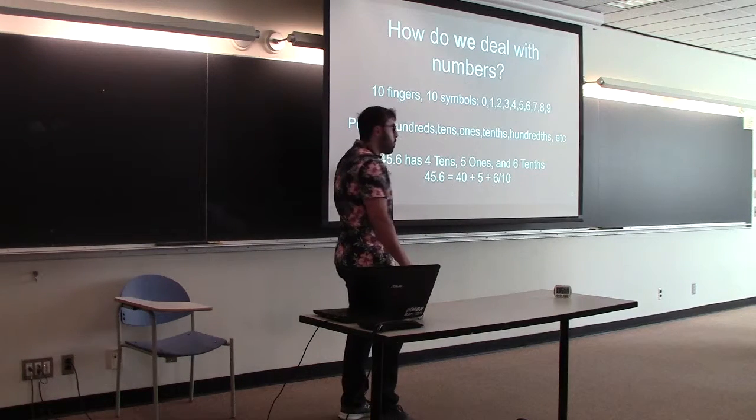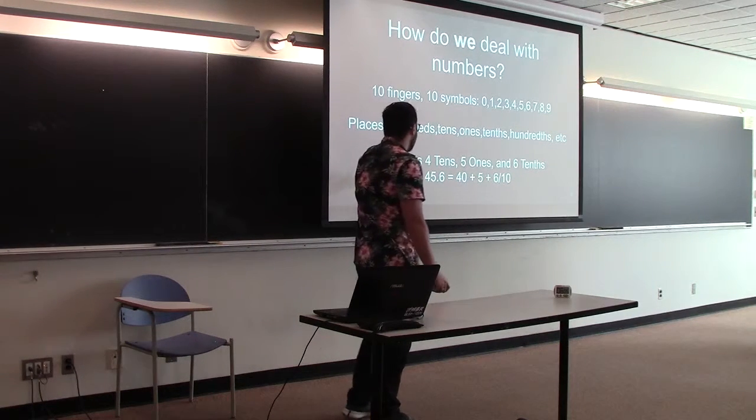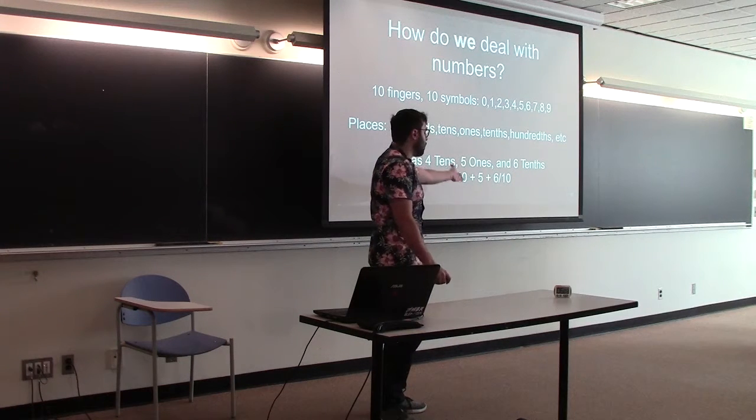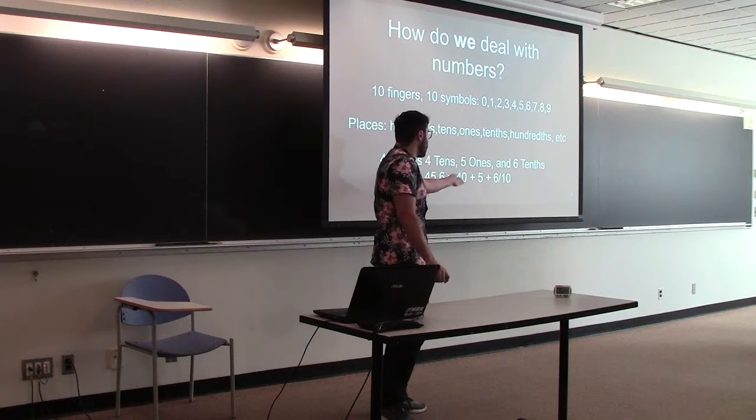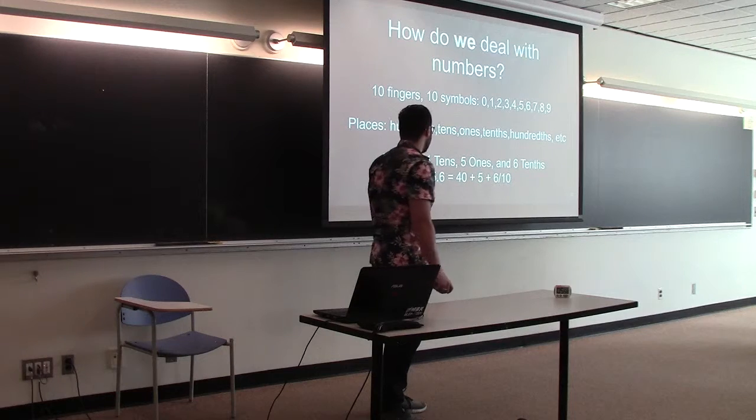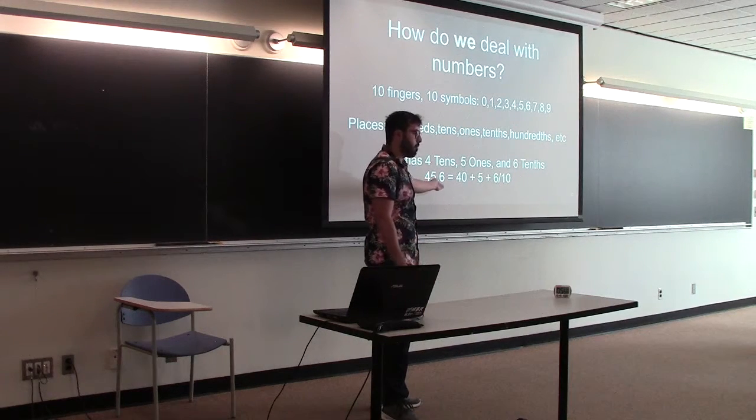For example, if we want to represent the number 45.6, it has 4 tens, 5 ones, and 6 tenths, because it is 40 plus 5 plus 6 over 10. So we represent it as 45.6.